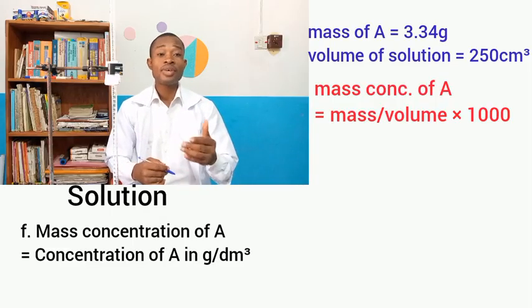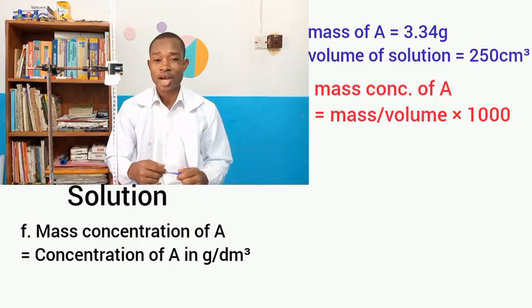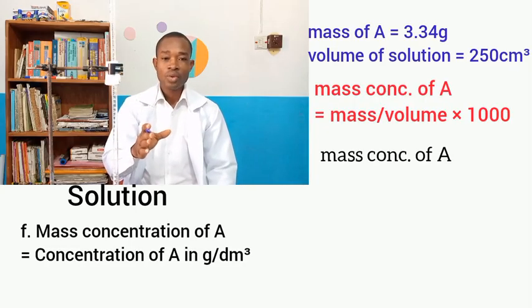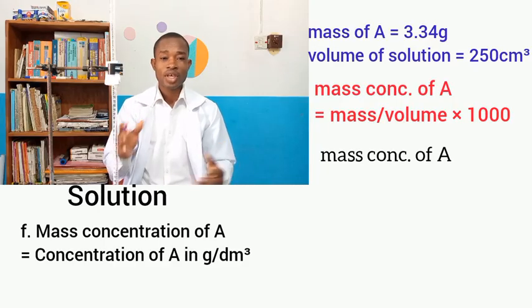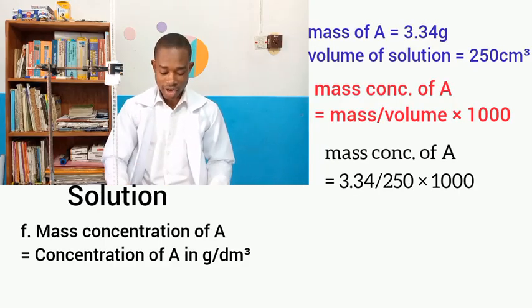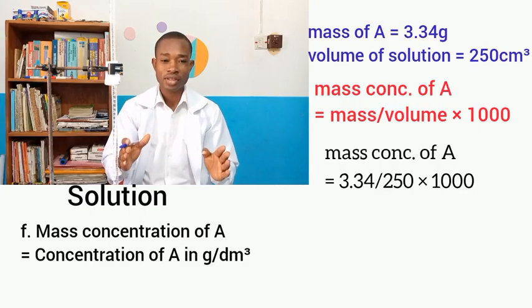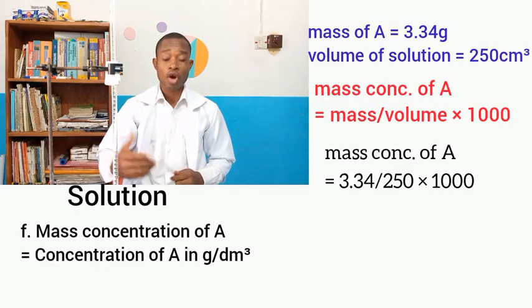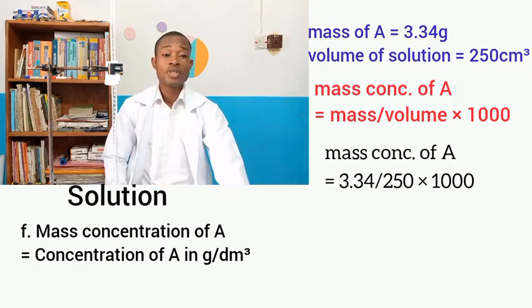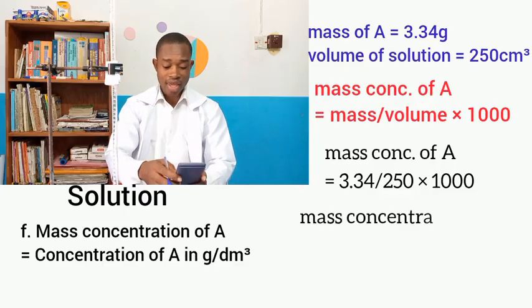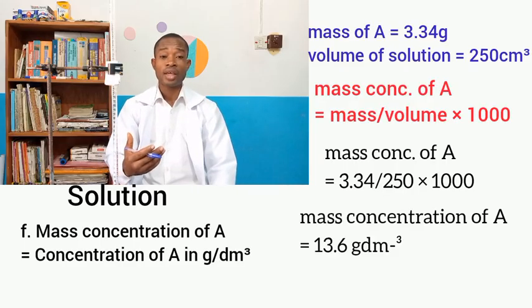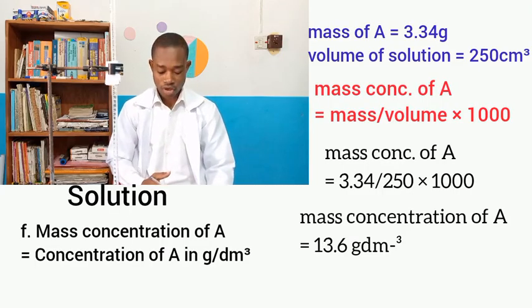Because the volume of solution is given in cubic centimeter, we are going to multiply that by 1000 to convert to cubic decimeter, that is dm³. So doing this straight on, we have mass concentration of A, which is the same as concentration of A in grams per dm³, equal to 3.34 divided by 250, multiplied by 1000. So if you divide 3.34 over 250, obtain a value and multiply by 1000, we get 13.36 as before, as the mass concentration of A in the unit grams per dm³.